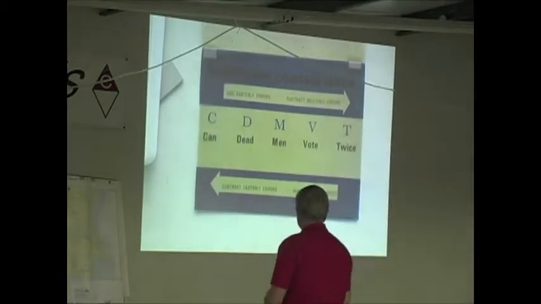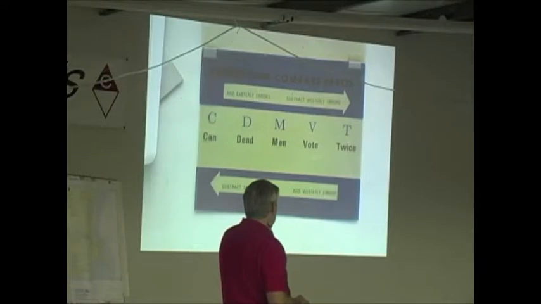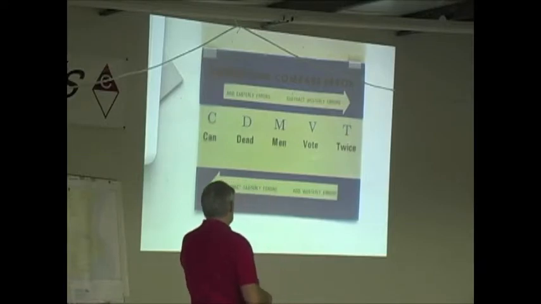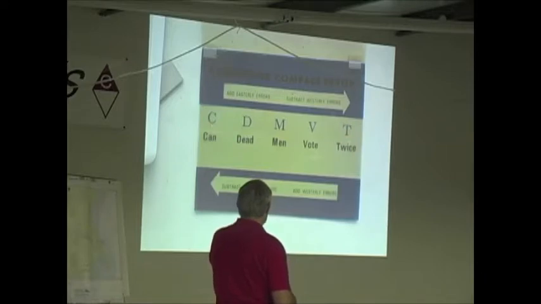That's how we all remembered it. Can dead men vote twice? And the arrows in the bottom essentially signify that when calculating compass course from a plotted true course, you're going to subtract easterly errors and add westerly errors.